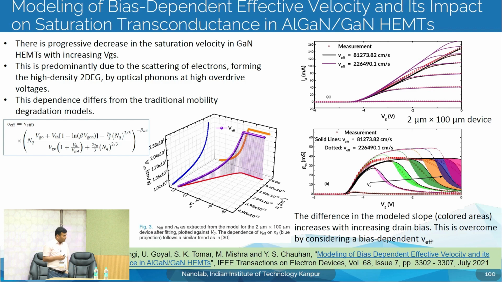Then we have also worked on this: we see that there is a bias dependent effective velocity which needs to be modeled, especially in the saturation transconductance. So, if you try to model GM sat, it was not coming out to be very accurate, irrespective of how much tuning you do. Then we worked on this, and the derivation is in the paper, where you really need to have a velocity saturation parameter, VSAT, that is dependent on VG.